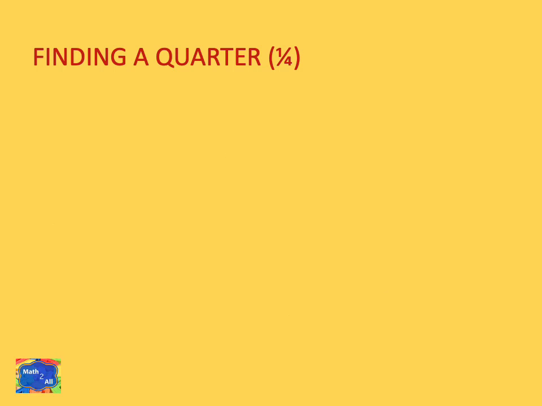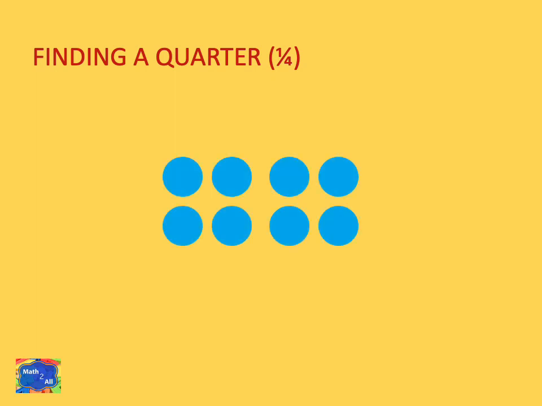To find the quarter of 8 in another way, you need to divide the 8 by 4. So 8 circles divided by 4 equals 2. Quarter of 8 equals 2.